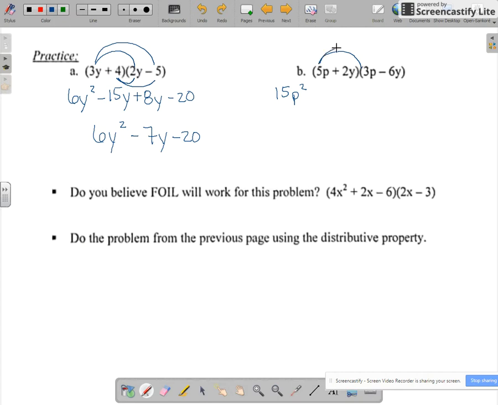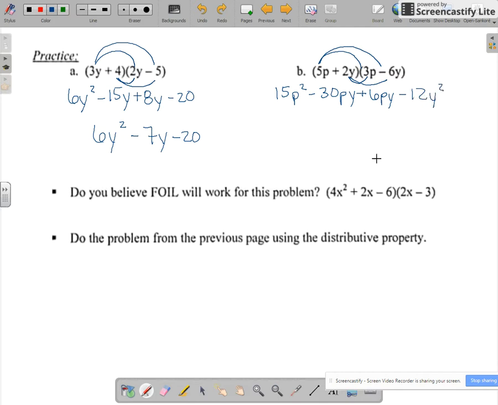Then our outers, so 5p times negative 6y gives us negative 30. Now we can't combine those variables, so we just have py or yp, whichever you prefer. And then inners, so 2y times 3p, which then gives us 6py. Now you understand why I was stumbling over my words. And then our lasts, 2y times negative 6y gives us negative 12y squared.